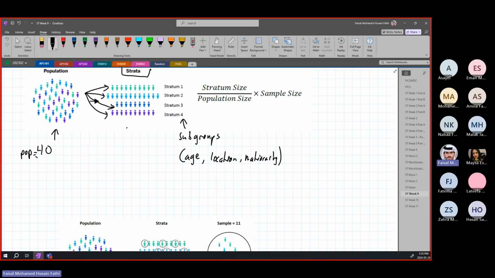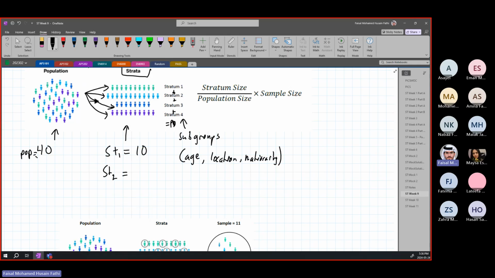Our strata here, if you notice, each stratum has a specific number of people, and when you add all of these up, they have to equal your total population. So here, stratum 1, if we count them, we have 1, 2, 3, 4, 5, 6, 7, 8, 9, 10. So ST1, we have 10.